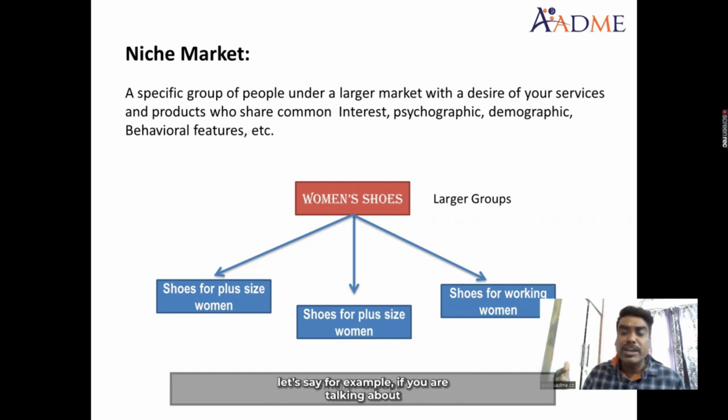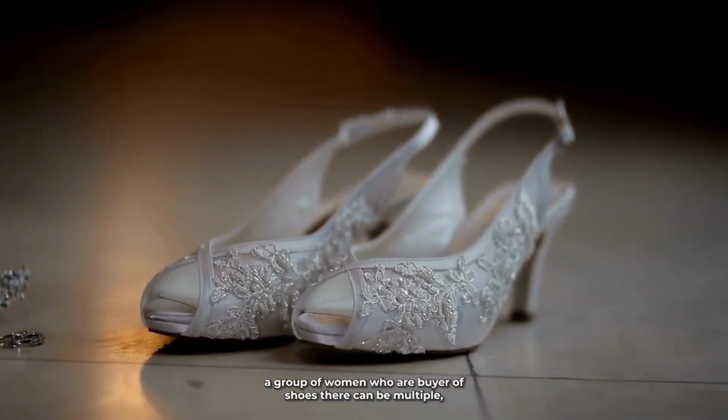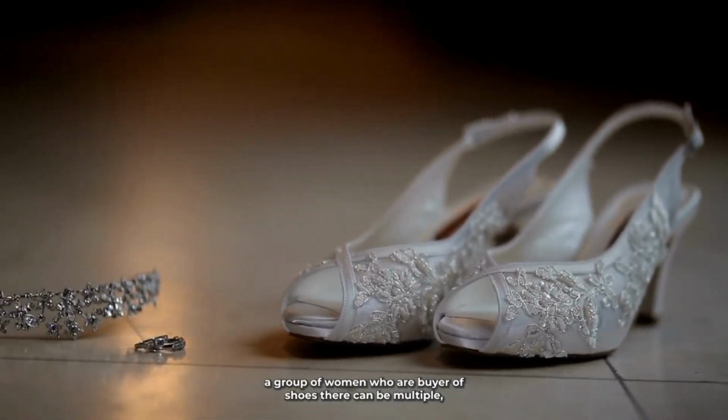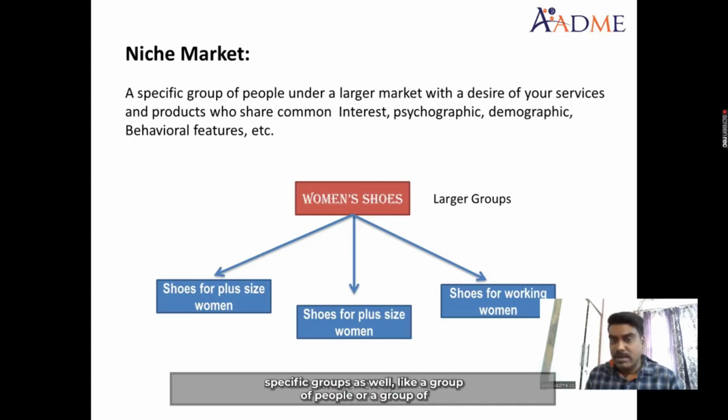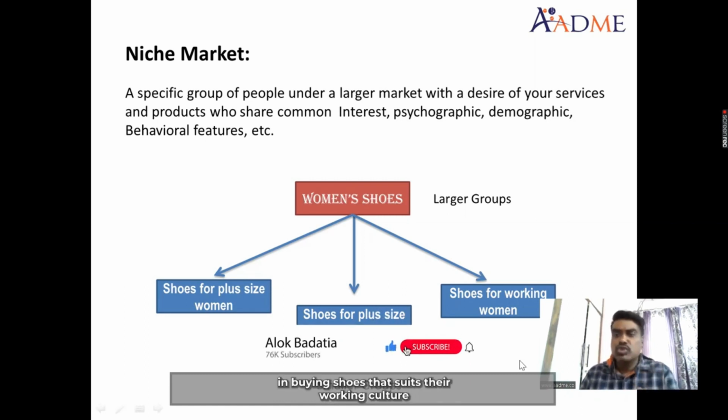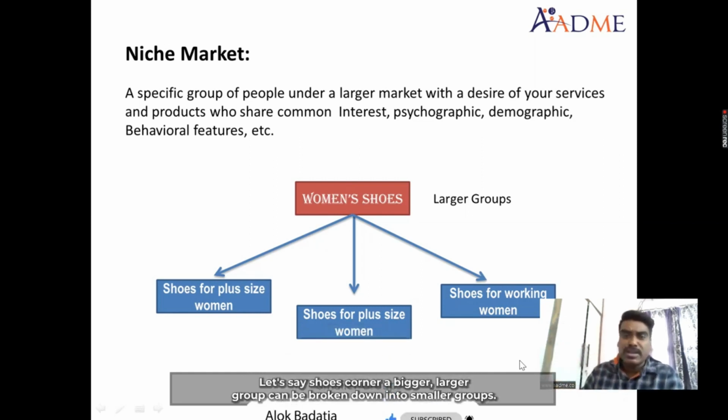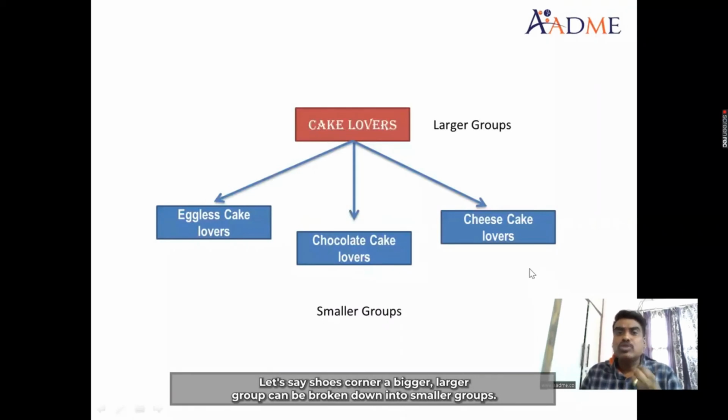Let's say, for example, you're talking about the bigger group of women's shoes, the group of women who are buyers of shoes. There can be multiple specific groups as well. A group of women might be interested only in plus size shoes. There might be a group of women who are only interested in, let's say, party shoes. There might be a group of women who might be interested in buying shoes that suit their working culture. There is a group who might be interested in, let's say, shoes for nurses. A bigger, larger group can be broken down into smaller groups.